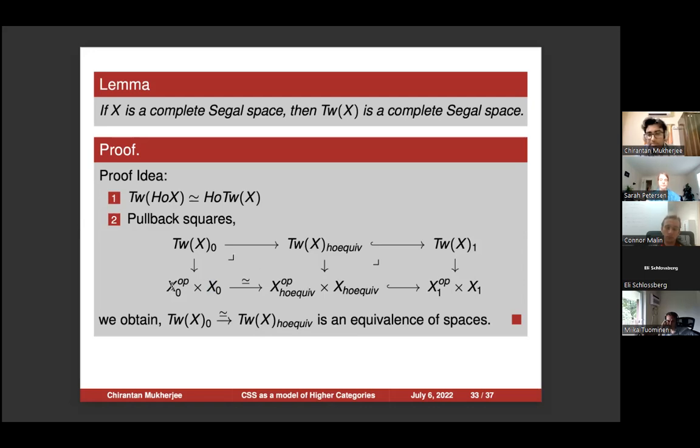Then if we take the product of them, we have a map from X0^op times X0 to X1^op times X1, which are factored through X^op hoequiv times X hoequiv. Now, since X is a complete Segal space, X0^op is an equivalence of spaces with X^op hoequiv, and X0 is an equivalence of spaces with X hoequiv. So the product of them is also an equivalence of spaces. Now, homotopy equivalence is closed under homotopy pullback. So twisted X0 is equivalent to twisted X hoequiv, as we wanted to show. So the twisted arrow of a complete Segal space is a complete Segal space.